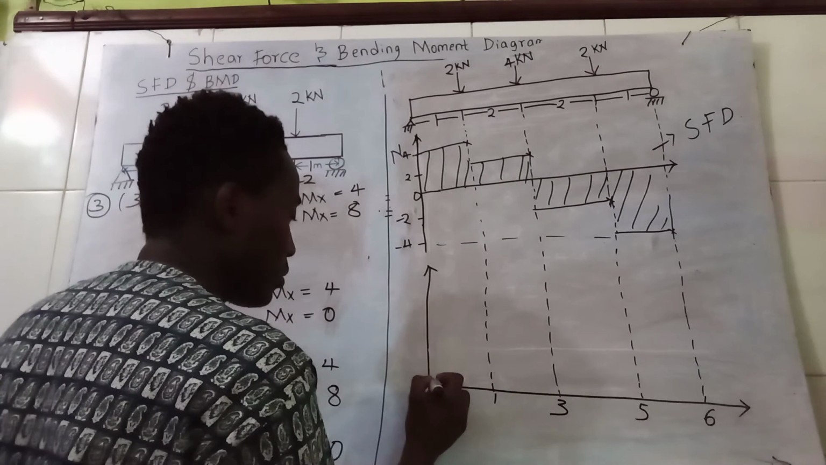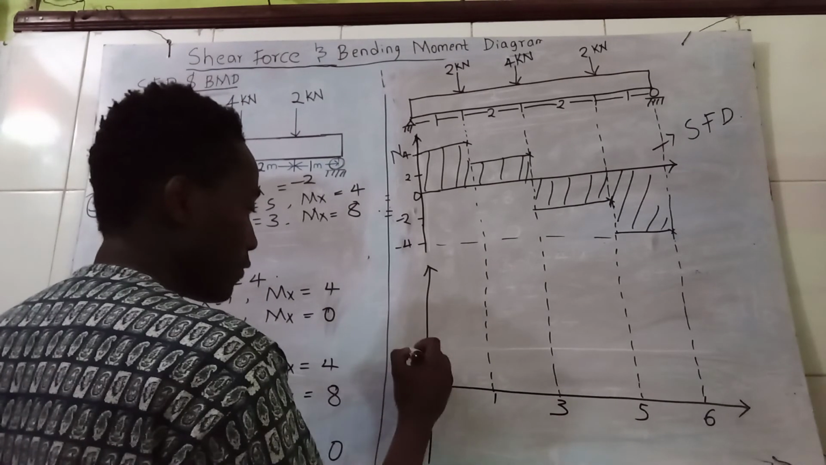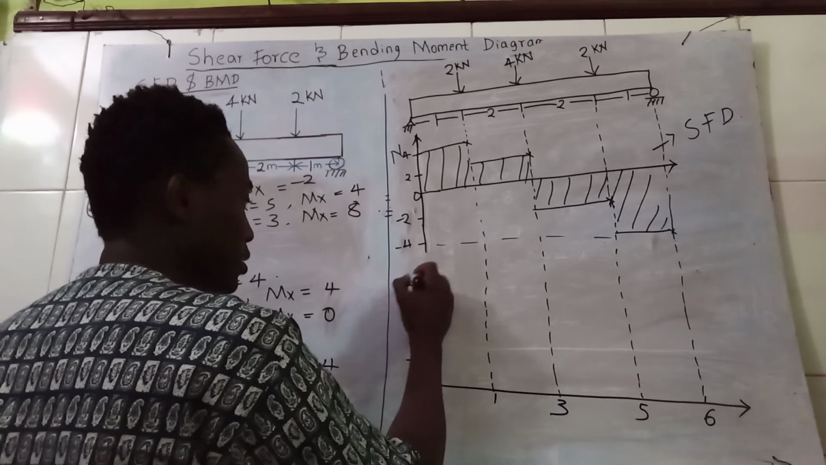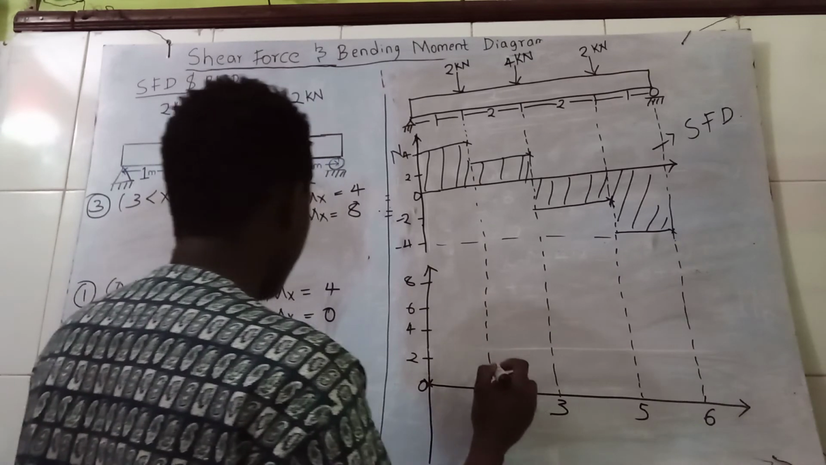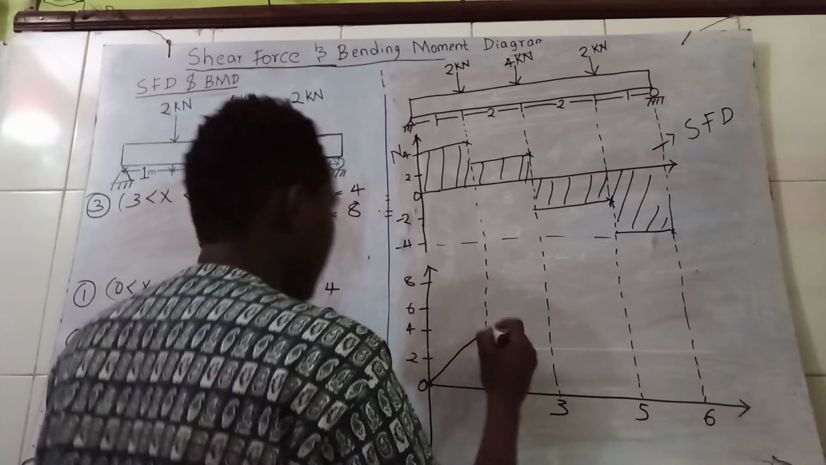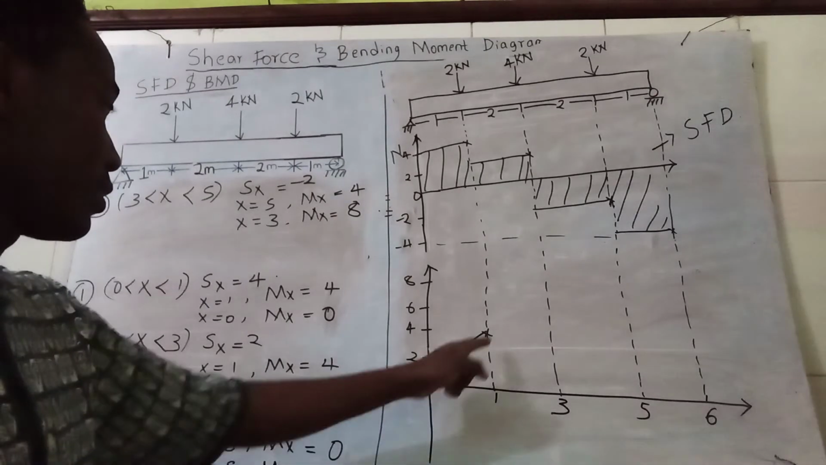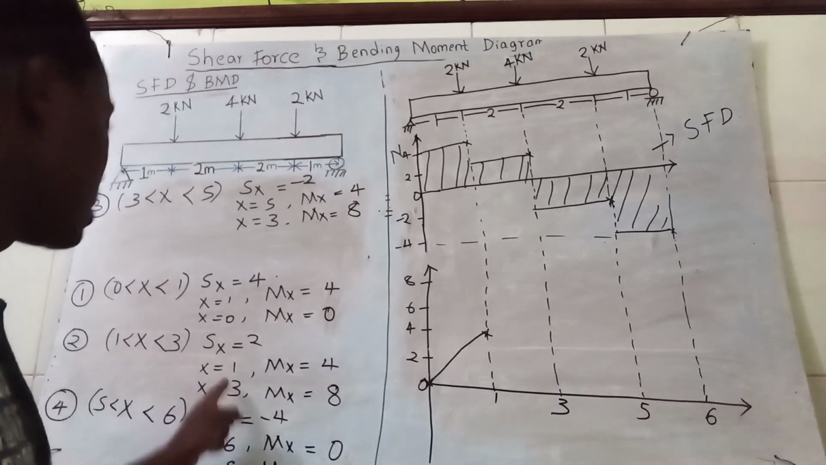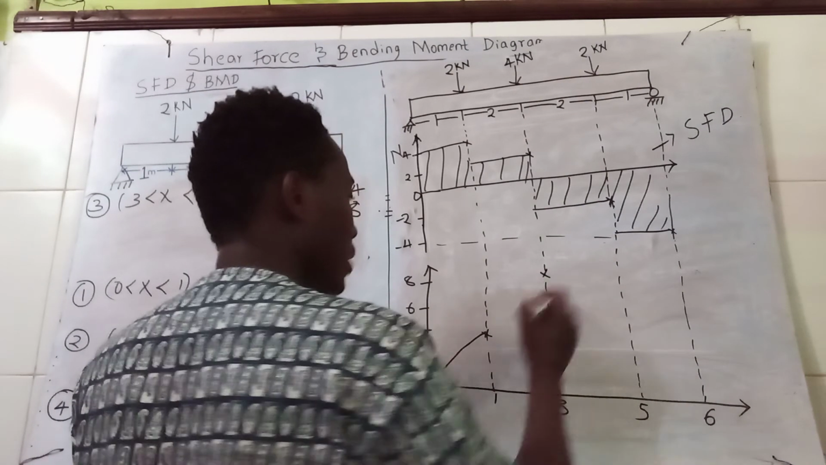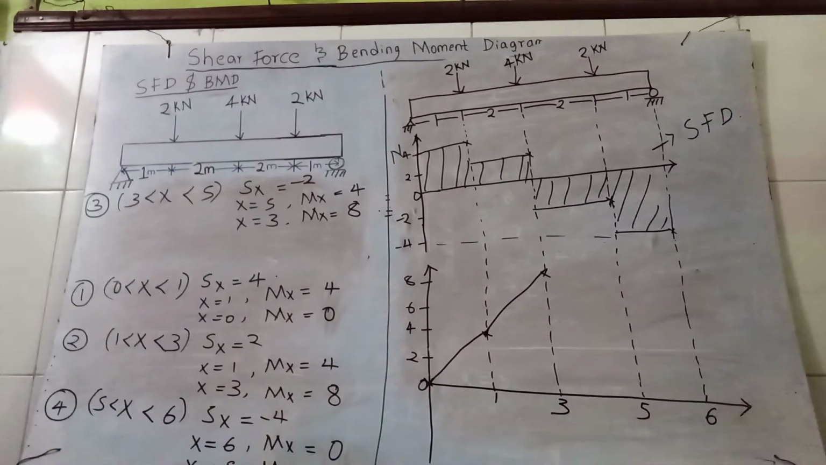X equals 0, Mx is 0. At a point x equals 1, I've now divided 2, 4, 6, 8. So I have a value of 4. Then you draw a straight line. Secondly, at x equals 1, the same value 4. So at that point, x equals 3, Mx is 8. So 8 is there. Then you draw a line joining that point.